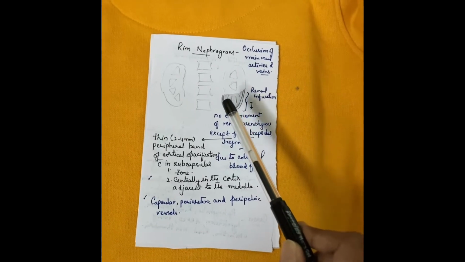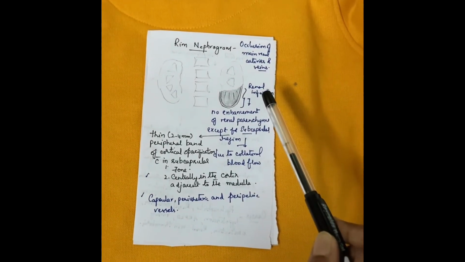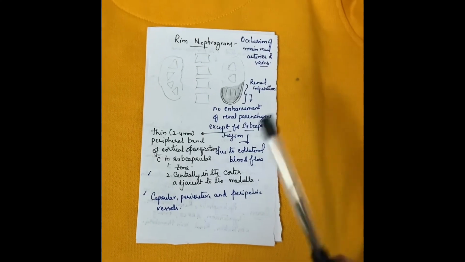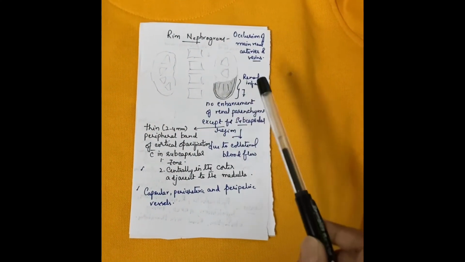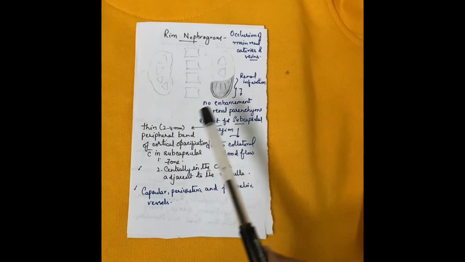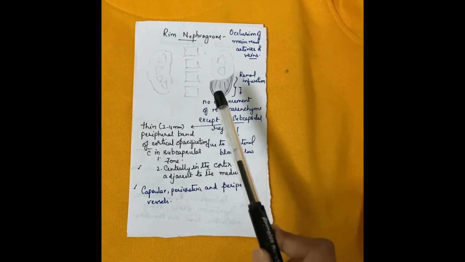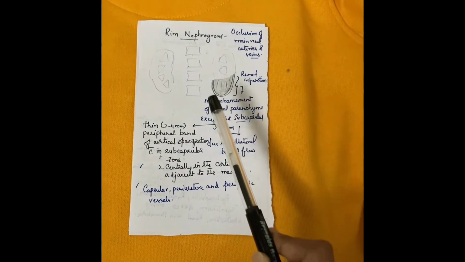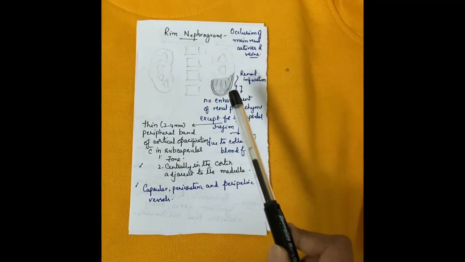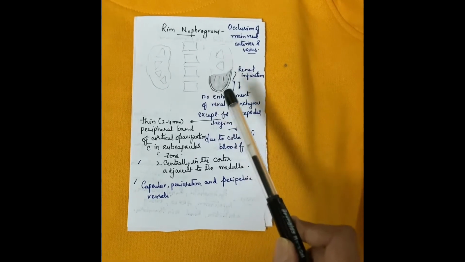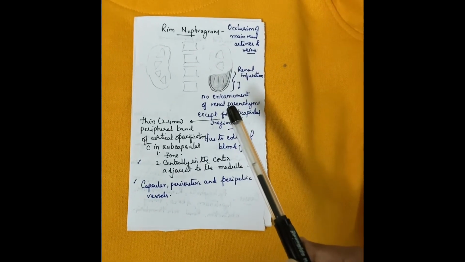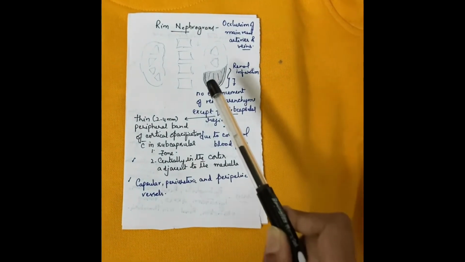In cases of renal infarction, where there is a renovascular cause, there will be no enhancement of the renal parenchyma here, except for the subcapsular region. Mainly in these cases, what happens? The thin rim of 2 to 4 mm peripheral band of cortical opacification will be present in the subcapsular region. Why is only this part enhancing? Because it gets a blood supply from capsular arteries.